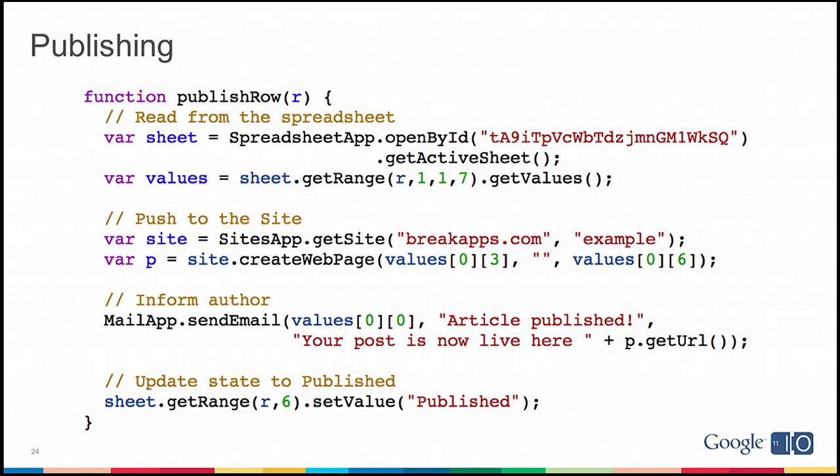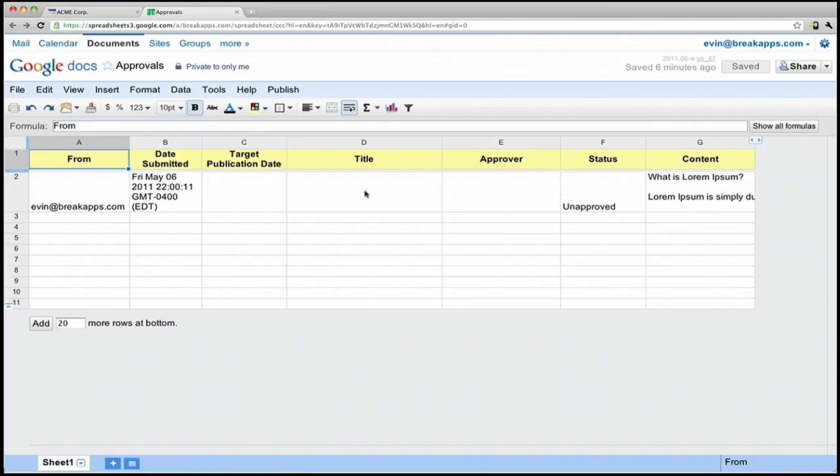From there, we're actually done. We've already published the document. But we want to do a few cleanup tasks. So we will send an email to the author saying, "Your post is live, here's the URL," and we can update the sheet's status column to be published. So let's try that out.